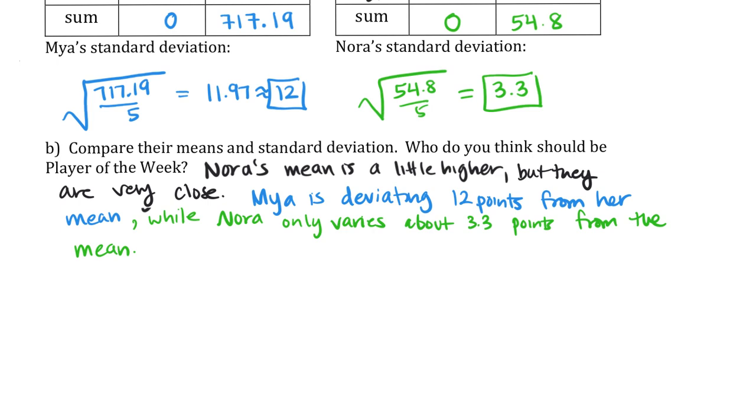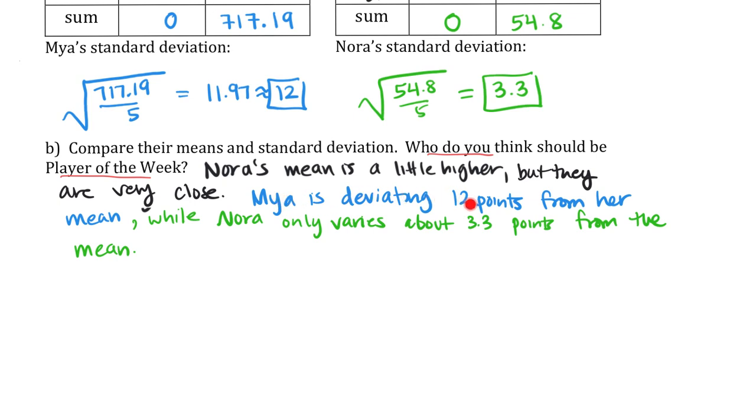So the question is, who do you think should be player of the week? This is an opinion question. Okay, I think you could argue either way, so I'm going to give you ideas and you're going to write what you want. Okay, let's see. If Nora's only deviating about 3.3 points from the mean, that means she's very consistent. She always scores about the same amount of points per game, so she might be very reliable. She might be very consistent. You can count on her.